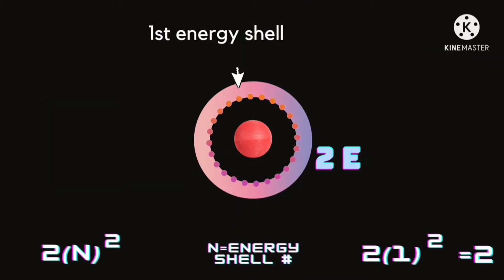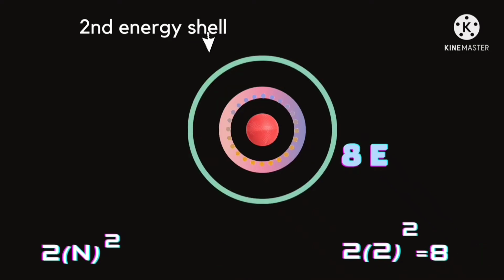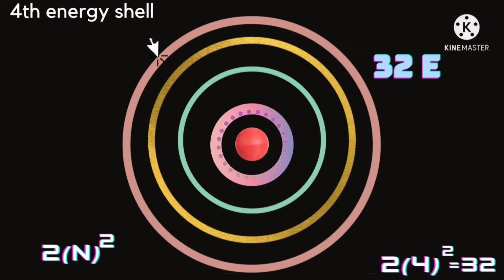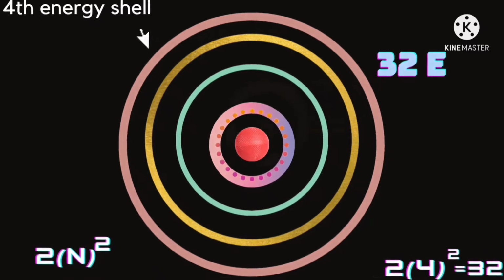The first energy level can hold up to a maximum of 2 electrons, the second energy level can hold up to a maximum of 8 electrons, the third energy level or shell can hold up to a maximum of 18 electrons, the fourth energy level can hold up to a maximum of 32 electrons, and so on. But this is not so simple as it looks.